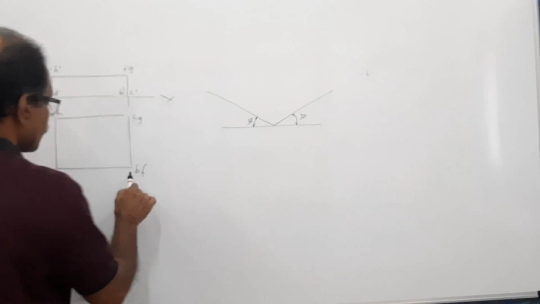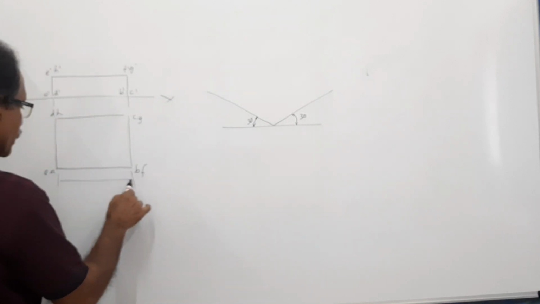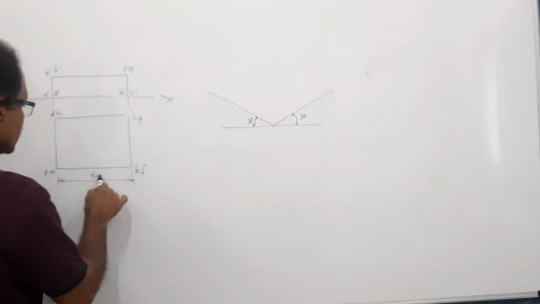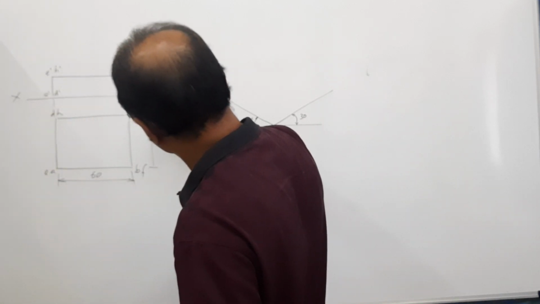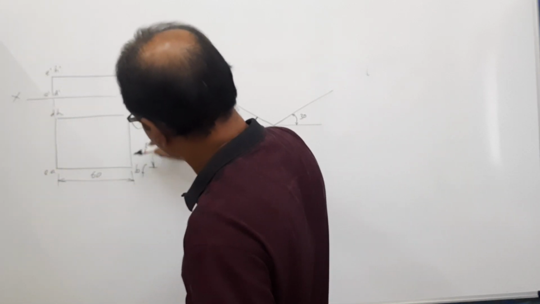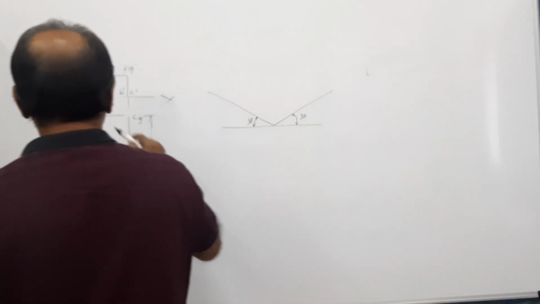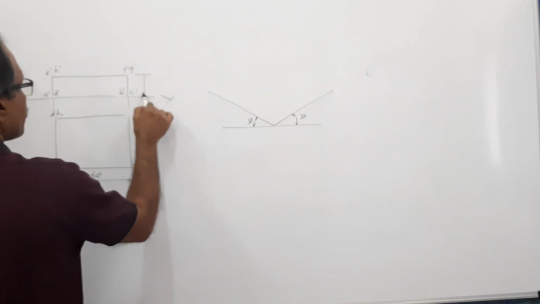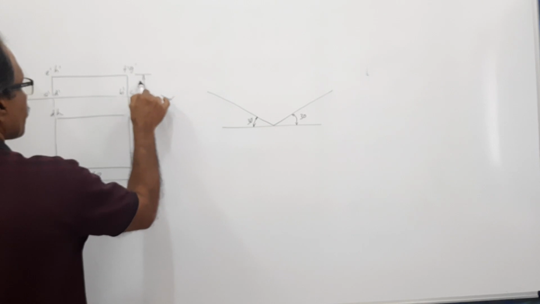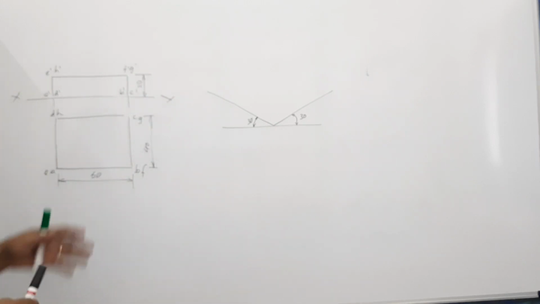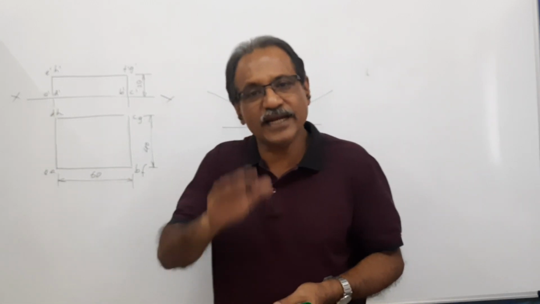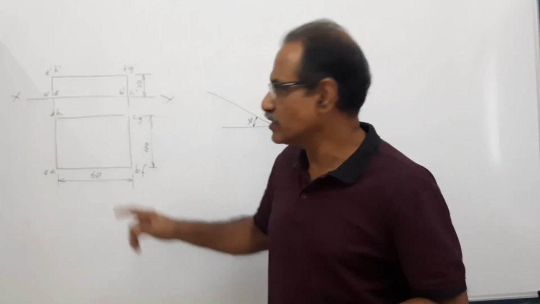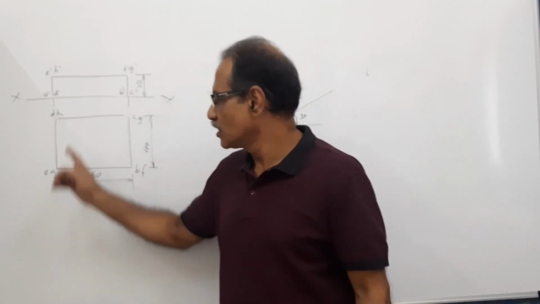60 by 40 by 20, just like a matchbox. 60 by 40 by 20 rests on the ground. This is the plan and elevation of the block.